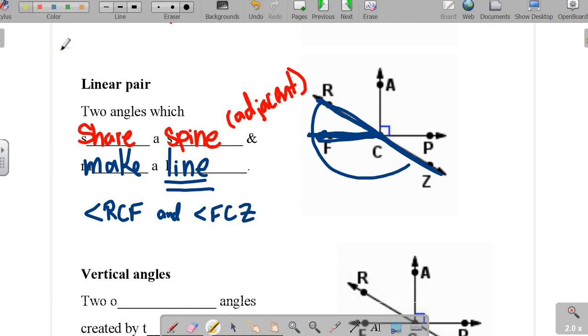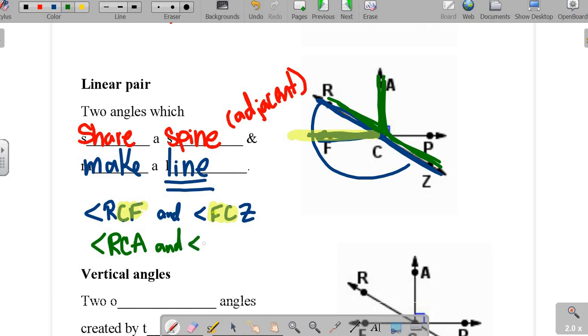All linear pairs are automatically adjacent, which means they share a spine, they share a common ray, and you can spot that by the repetition of the letters. Here would be another example. RCA and ACZ. That would be another linear pair.